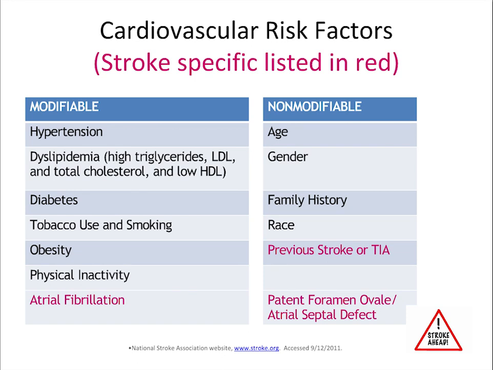An atrial septal defect, which is found in the septum between the right and left atrium, can put someone at higher risk for stroke or TIA. PFO and ASD can be found on an echocardiogram.